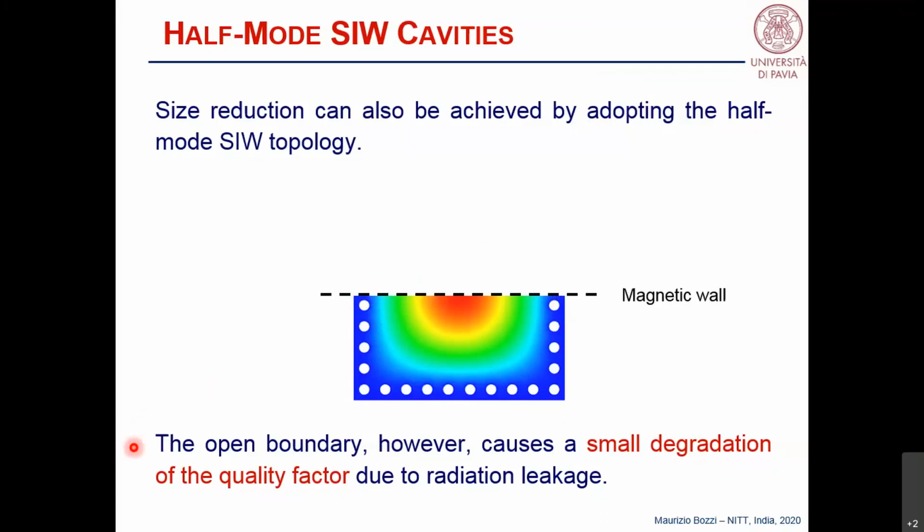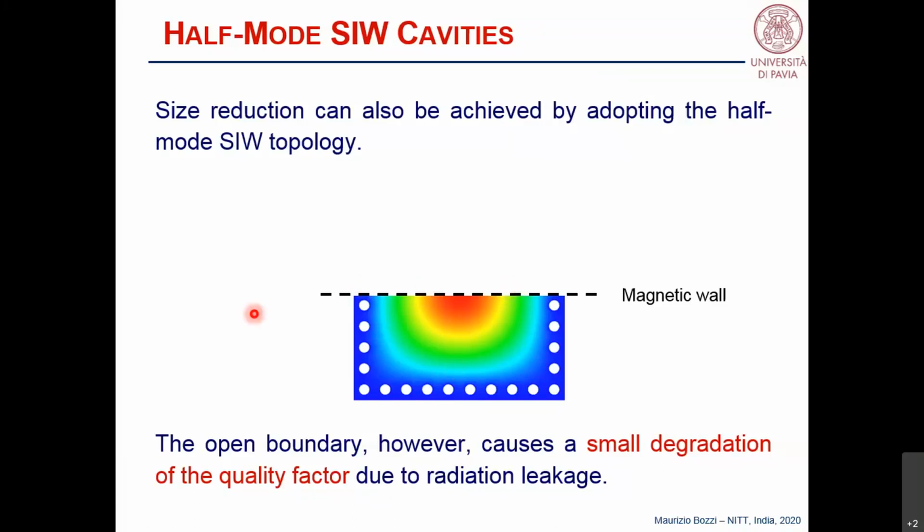Of course, in the case of the cavity, there is some degradation of the quality factor. We lose probably 30 to 40% of the quality factor. There are some tricks to do better, but more or less, this is what you need to expect. So a reduction of the quality factor around 30% compared to the completely shielded structure. And this is due to the radiation leakage through the open boundary.